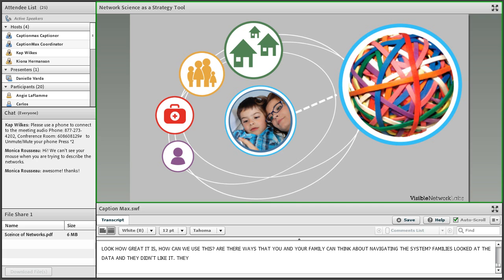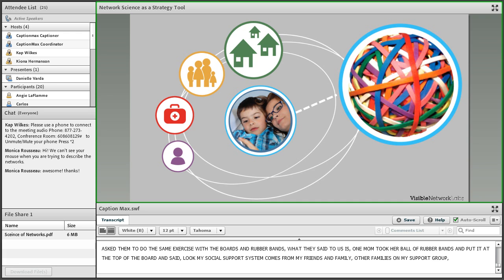Where things changed was when we went to families. We went to families in the system and we said, we have all this great data. Look at how great it is. How can we use this? Are there ways that it can help you and your family think about navigating the system? So families looked at the data and they didn't like it. They said, hey, this is showing connectivity and some kind of coordination that we are not experiencing.